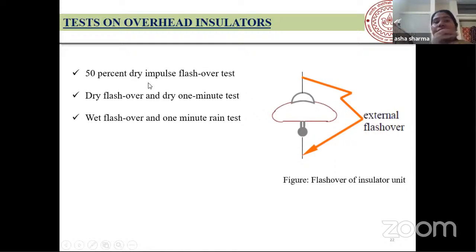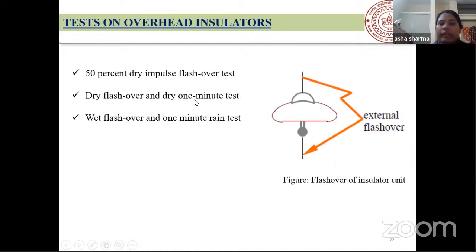We apply 50% of the magnitude of the impulse voltage to the insulator unit, and let's say for 1 minute, if it sustains that voltage, then we say okay, it has passed that impulse voltage. Otherwise, the insulator unit will get damaged. Then there is the dry flashover and the dry 1 minute test.